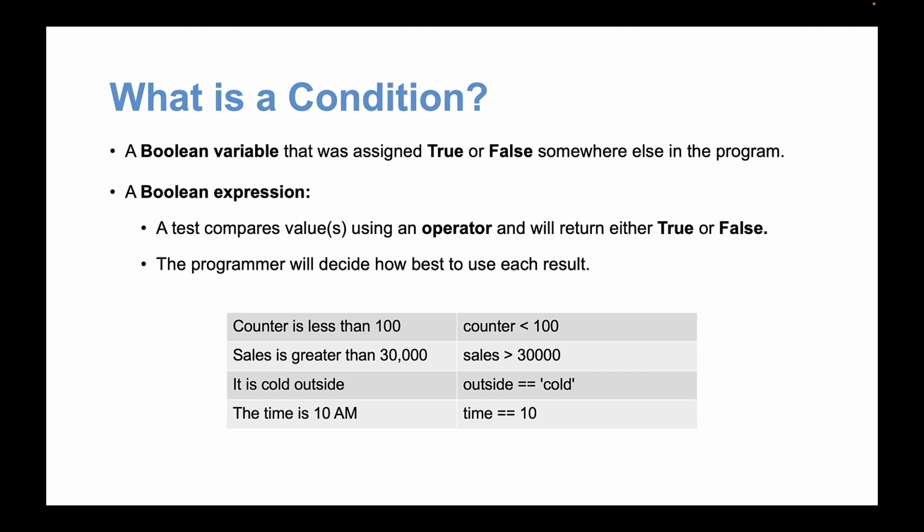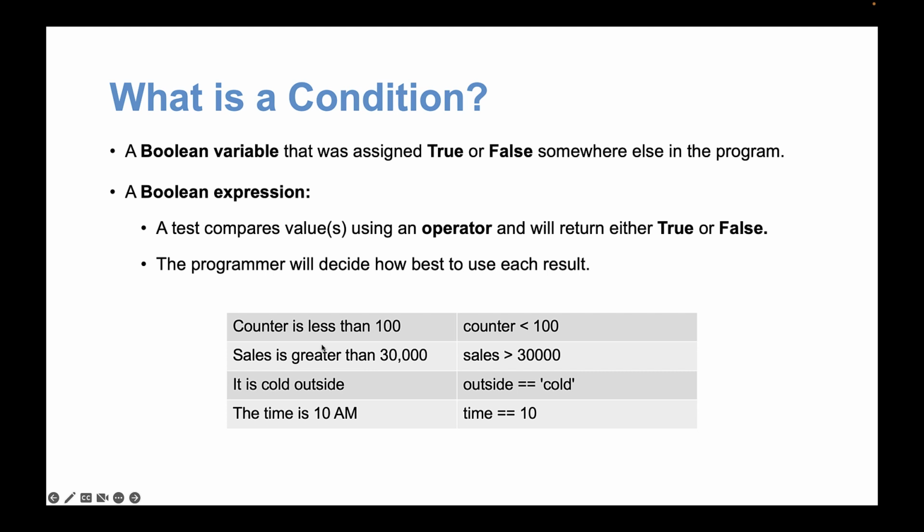So what is a condition? Basically, in a condition, we're dealing with Boolean variables that are assigned true or false. So we are checking a condition, and the outcome of that condition could be true or false. Let's say these are some examples. Let's say we have a counter and we check if it is less than 100. And we're checking that condition with this format.